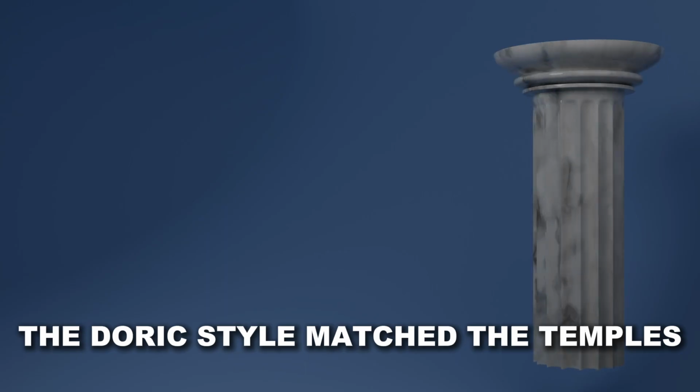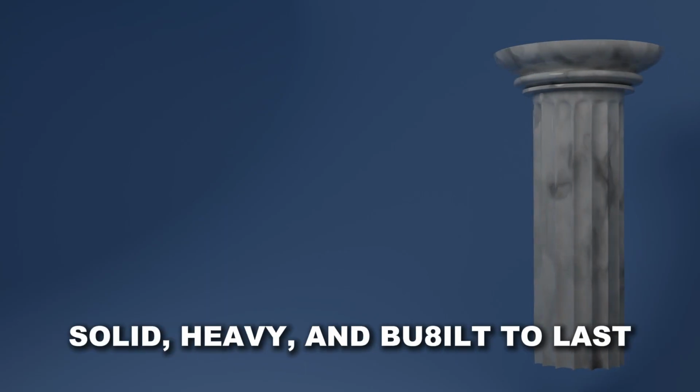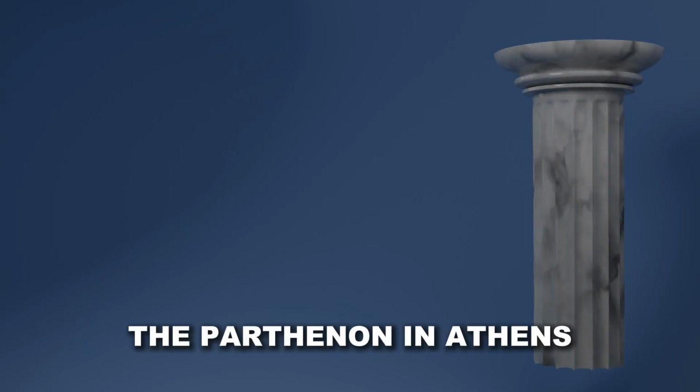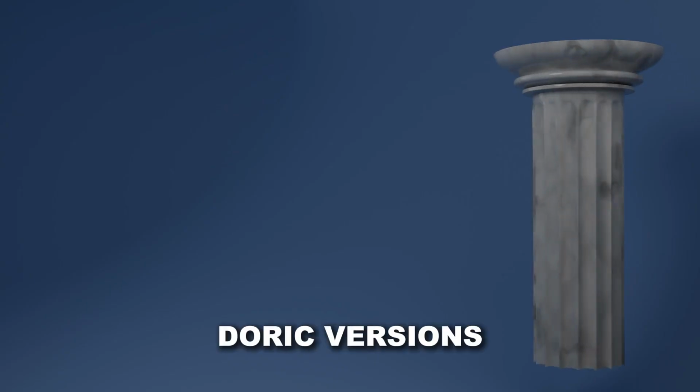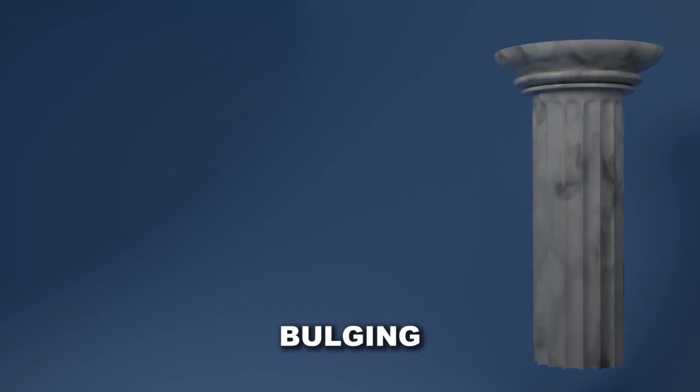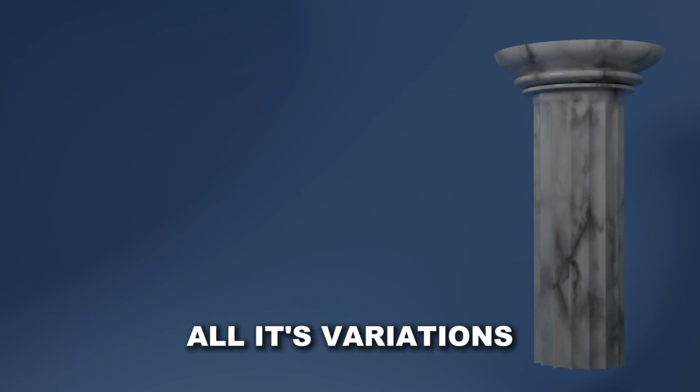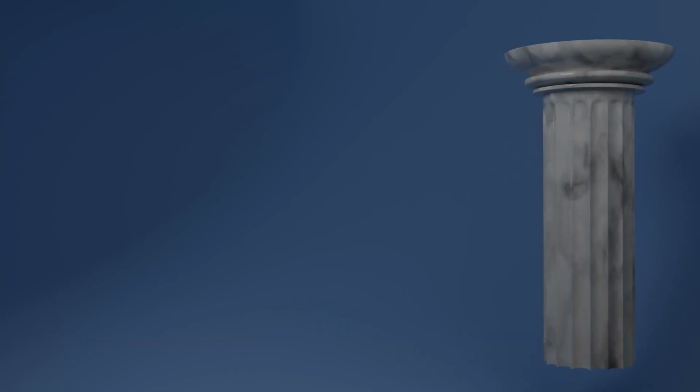The Doric style matched the temples it was used on, solid, heavy, and built to last. In fact, the Parthenon in Athens, one of the most famous buildings in history, uses Doric capitals. Early Doric versions were thick and bulging, while later ones became slimmer and sharper in profile. But through all its variations, the message stayed the same: strength through simplicity.